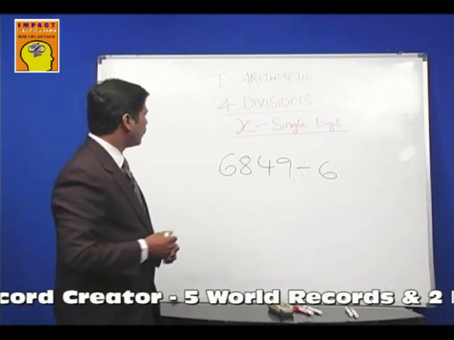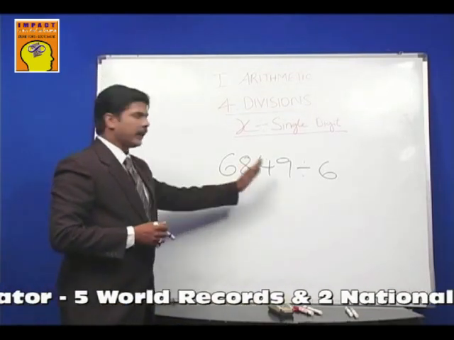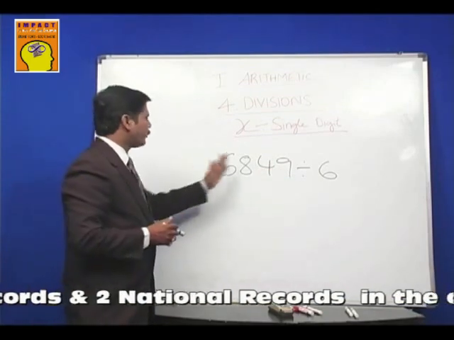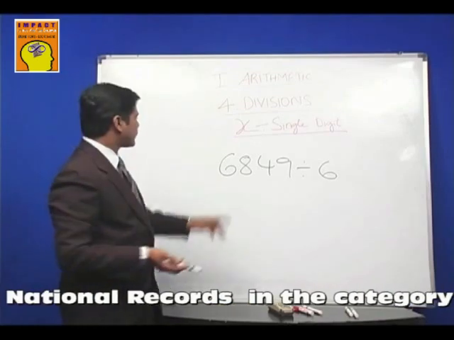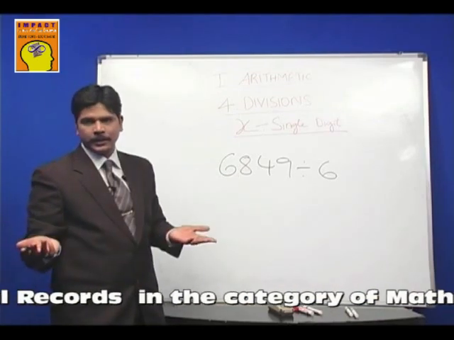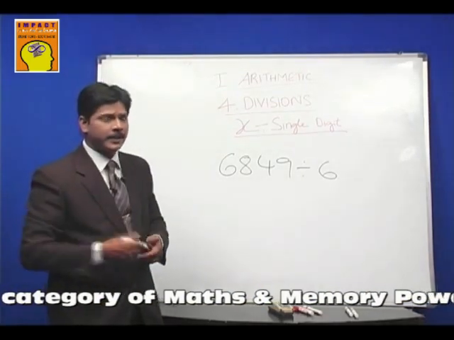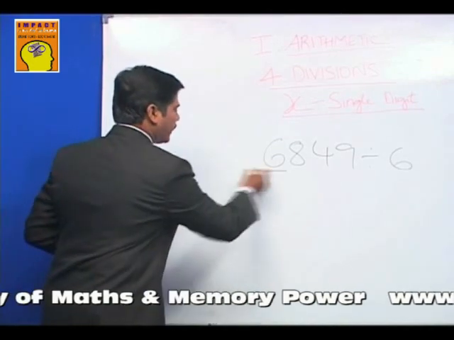Okay, now let's see one more. 6,849 divided among 6 people, or 6,849 divided by 6. There are $6,849 or rupees which should be divided among 6 people equally. How much will each person get? Check it out. Underline the first number.